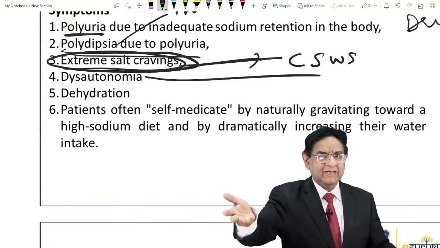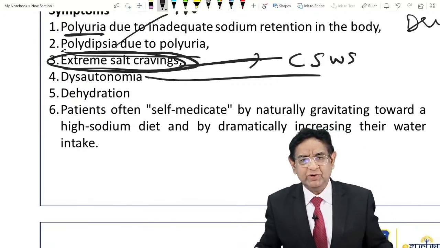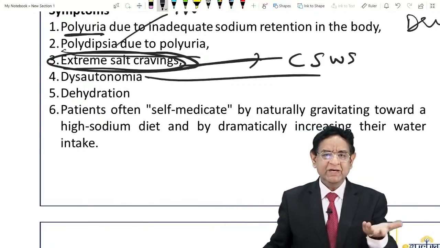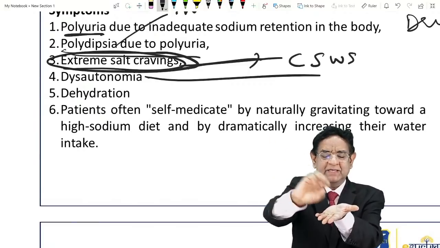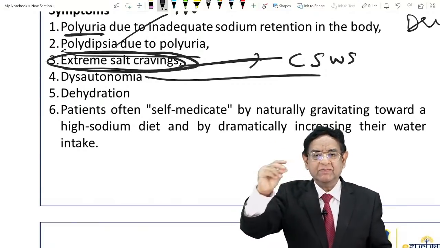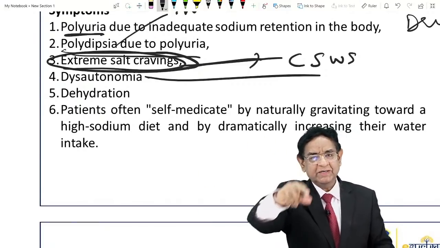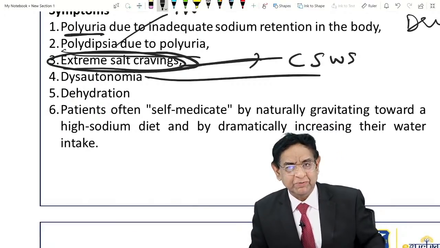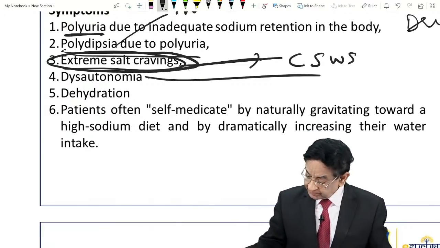Let's say you are sitting in a restaurant and at a nearby table there is one gentleman who takes the salt, keeps it like this, and takes water. From a distance you can diagnose: it is a case of what? Cerebral salt wasting syndrome. Basic concepts are clear.